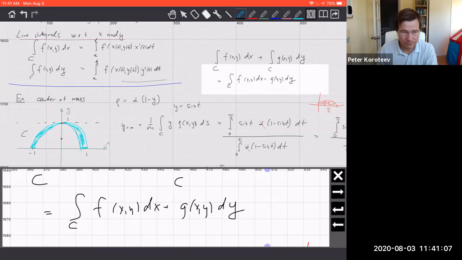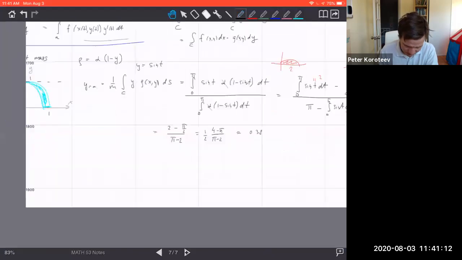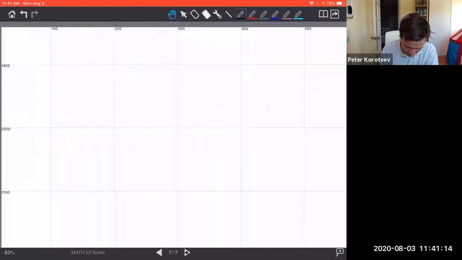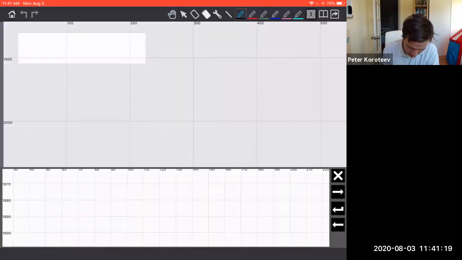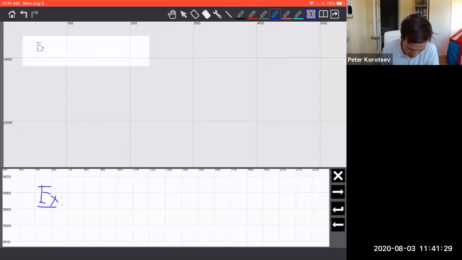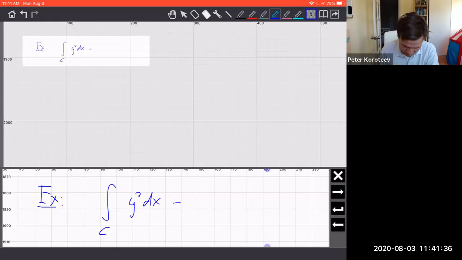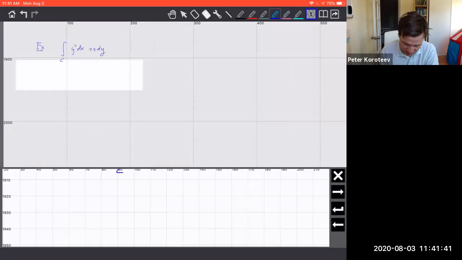Okay, so let's do an example on that. It's more or less straightforward to just do the parametrization and do the calculation. Say we want to integrate over C of y squared dx plus x dy, where curve C is a piece of a parabola.